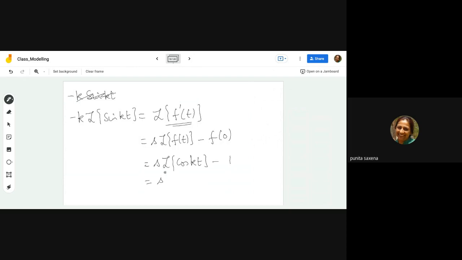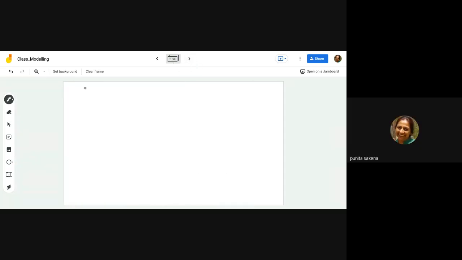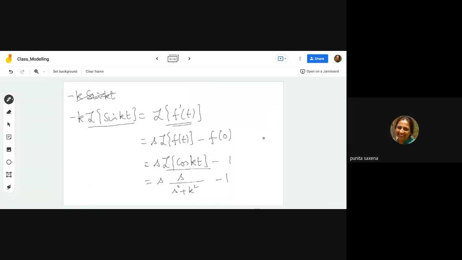The problem says derive the formula for Laplace transform of sin kt by using the Laplace transform of cos kt. So how much is the Laplace transform of cos kt? अभी बताया था तुम लोगों ने क्या था? S upon s square plus k square, minus 1. यही है ना? Am I right or wrong? That means minus k Laplace transform of sin kt is s square upon s square plus k square minus 1. Am I right or wrong?